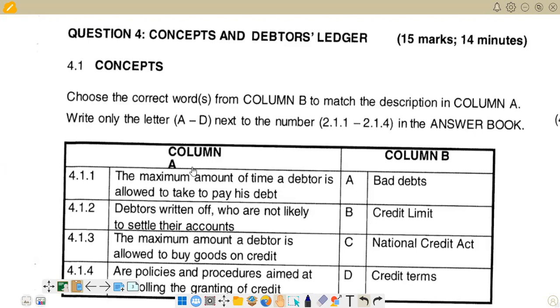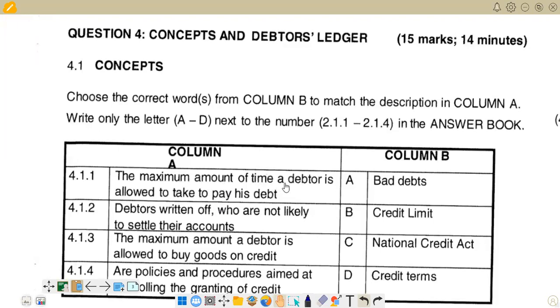So we have got column A that we are given, and then column B. So we are going to choose the most appropriate response that we have in column B, and then we are just going to attach the letter that we have here. If it's A, we put A. So that's what we have. So I will start with the first explanation that we have. It reads the maximum amount of time a debtor is allowed to take to pay his debt.